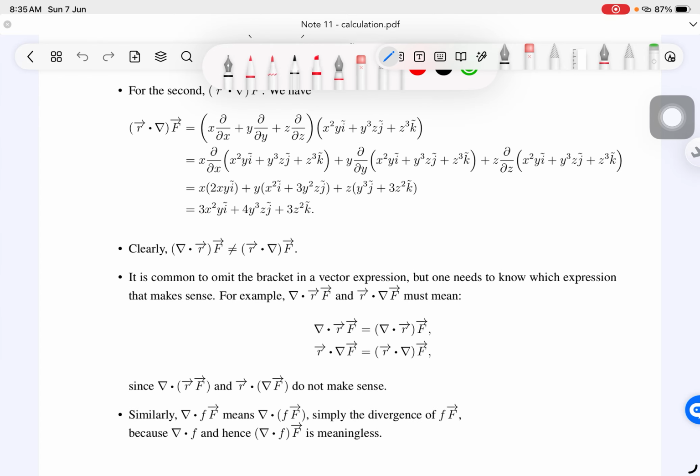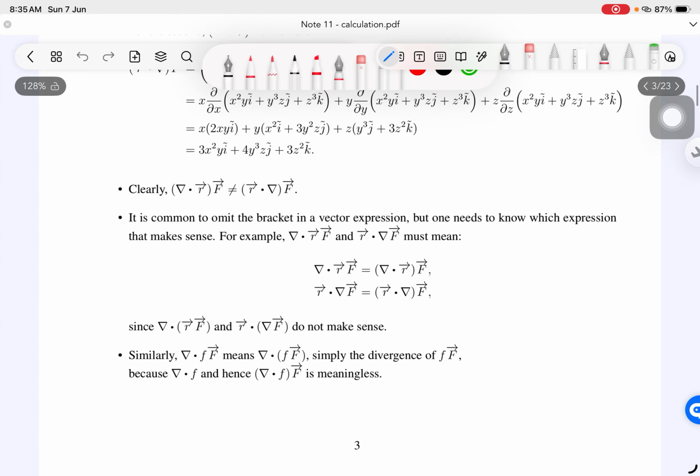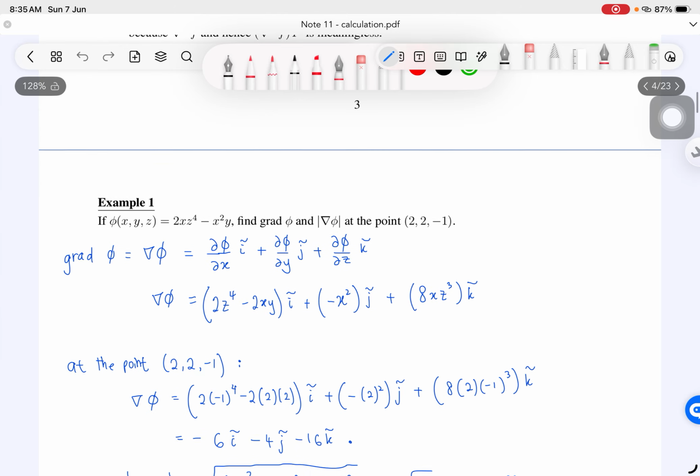This means that it is common to omit the bracket in vector expressions, but you need to know which expression makes sense. Okay, so we go for the first example here.